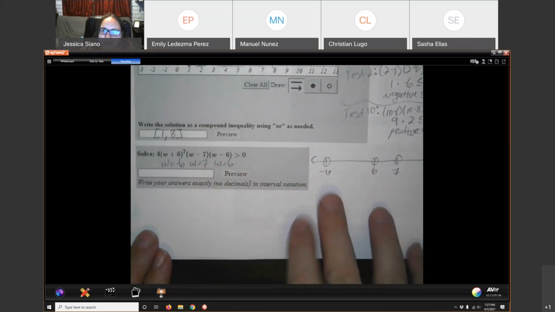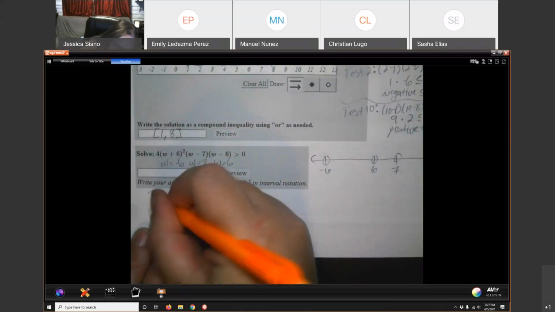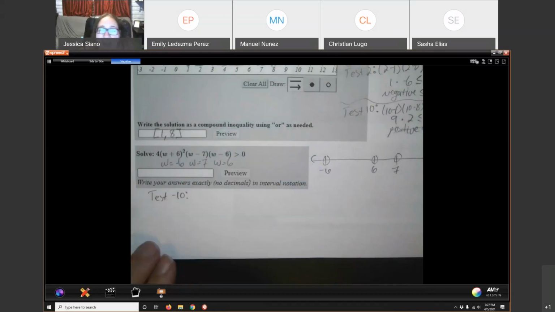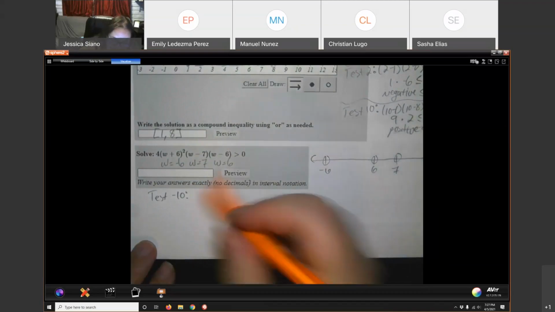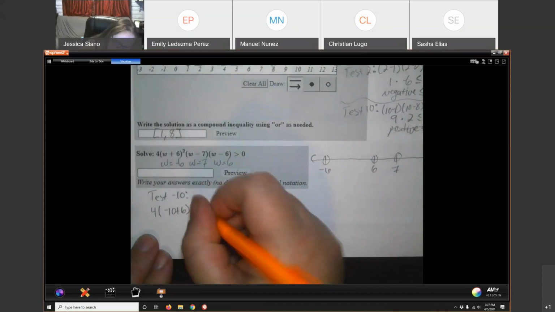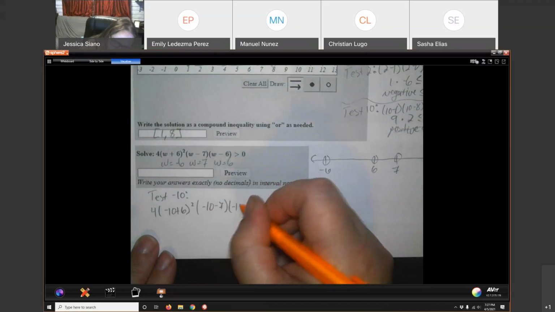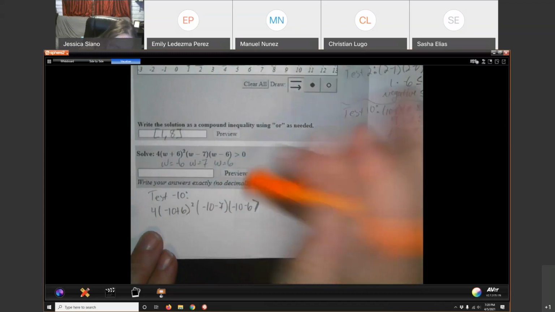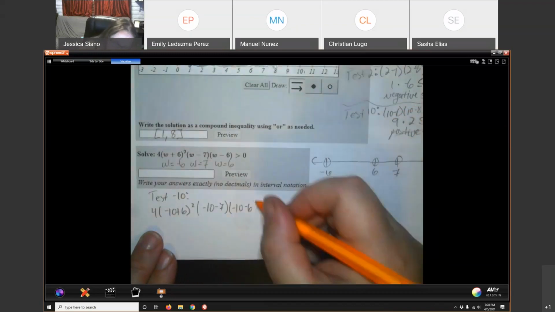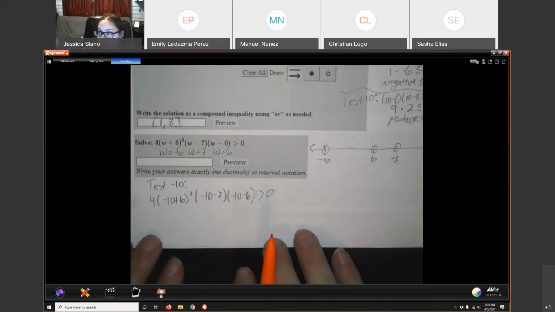So we can start by testing a number that is less than -6. How about -10? And a note that any number less than -6 works. You could do -7, you could do -10, you could do -100. Any of those is fine. So I would do 4 times -10 plus 6 squared, -10 minus 7, -10 minus 6. So I'm going to do this one 2 ways. I'm going to do this sort of abstractly, and then I'm going to do it more concretely, and then you can decide which one you like.